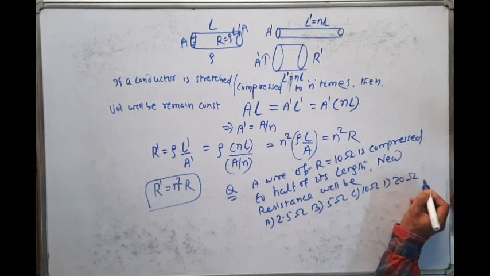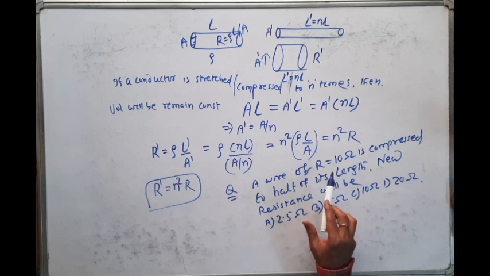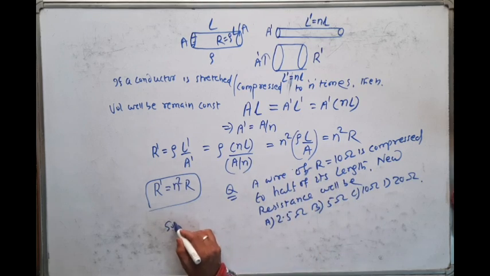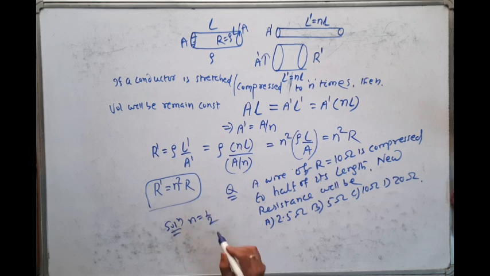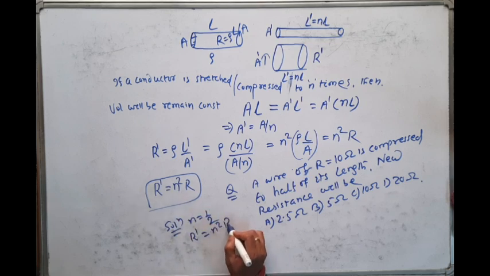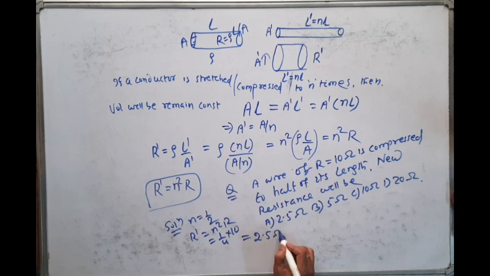So which is correct? Here resistance was 10 ohm. It is compressed to half of its length. That means n is equal to half. If n is equal to half, then new resistance according to this formula is n square R. That is half square, which is 1 by 4. The initial resistance is given as 10. 10 by 4 is equal to 2.5 ohm.